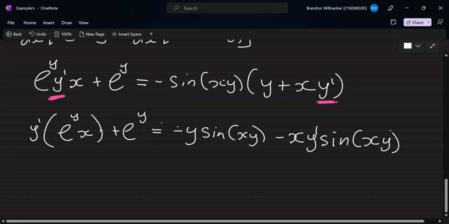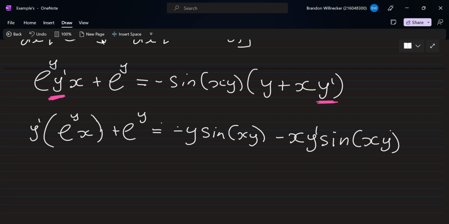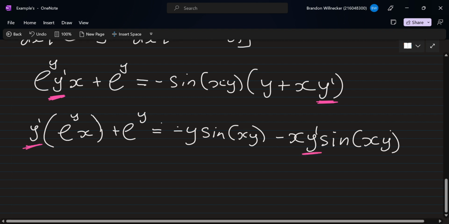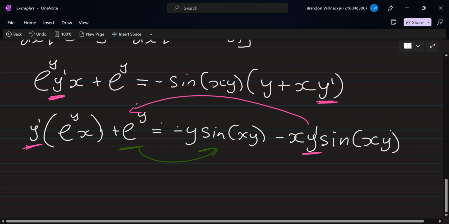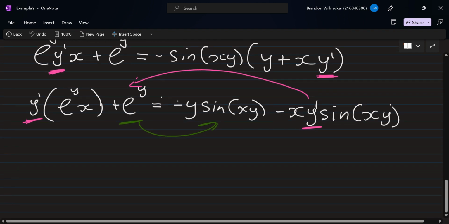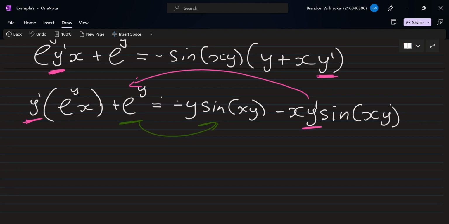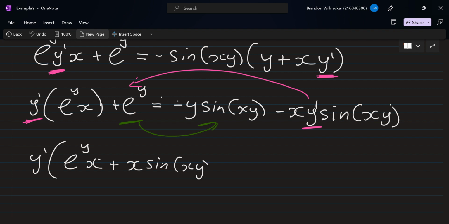Okay, so again, where are the y primes? We've got them over there and over there. So we need to take that over to the other side. Then this e to the y, we need to take over to the opposite side. Okay, so we have y prime, then e to the y times x. Then the minus will become a plus when we take that over. So plus x sine xy.